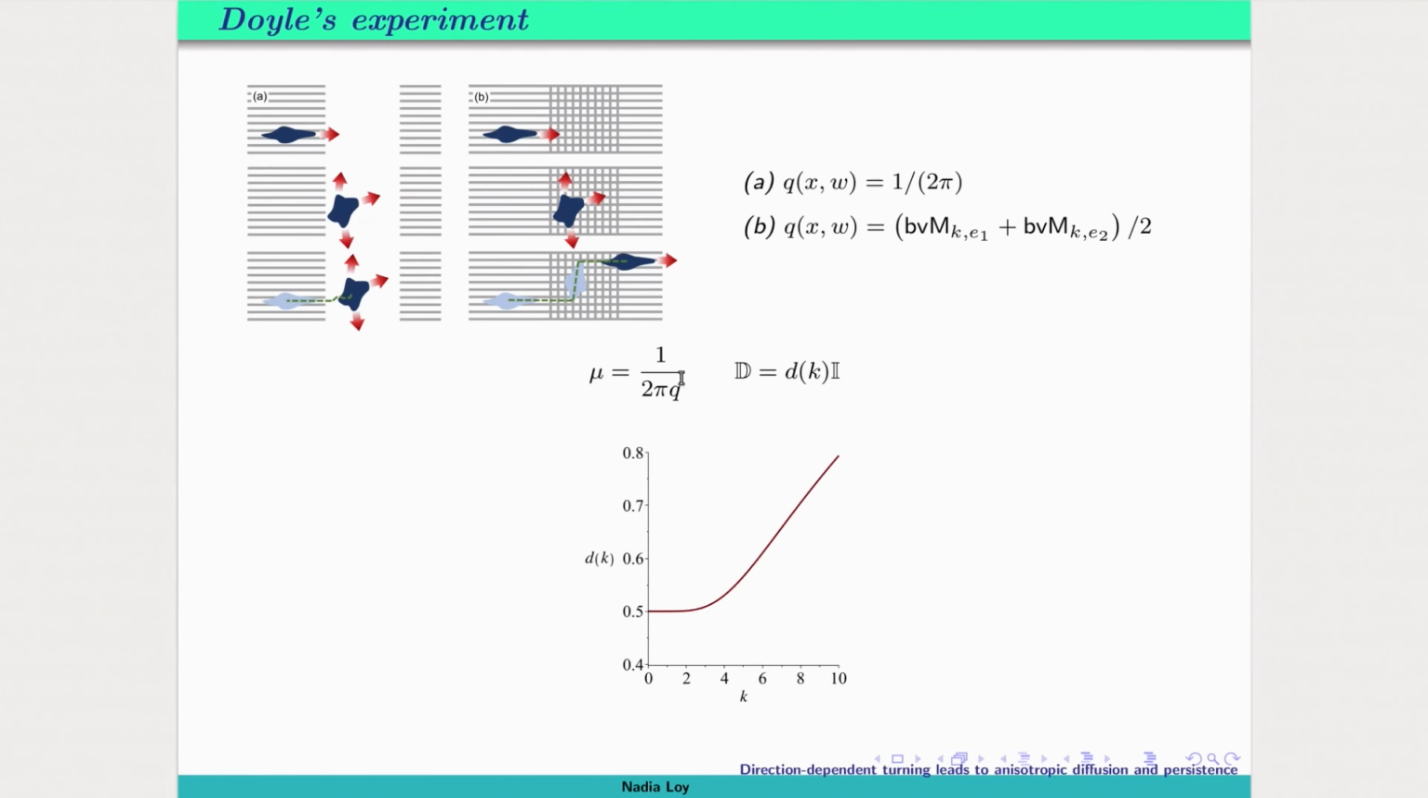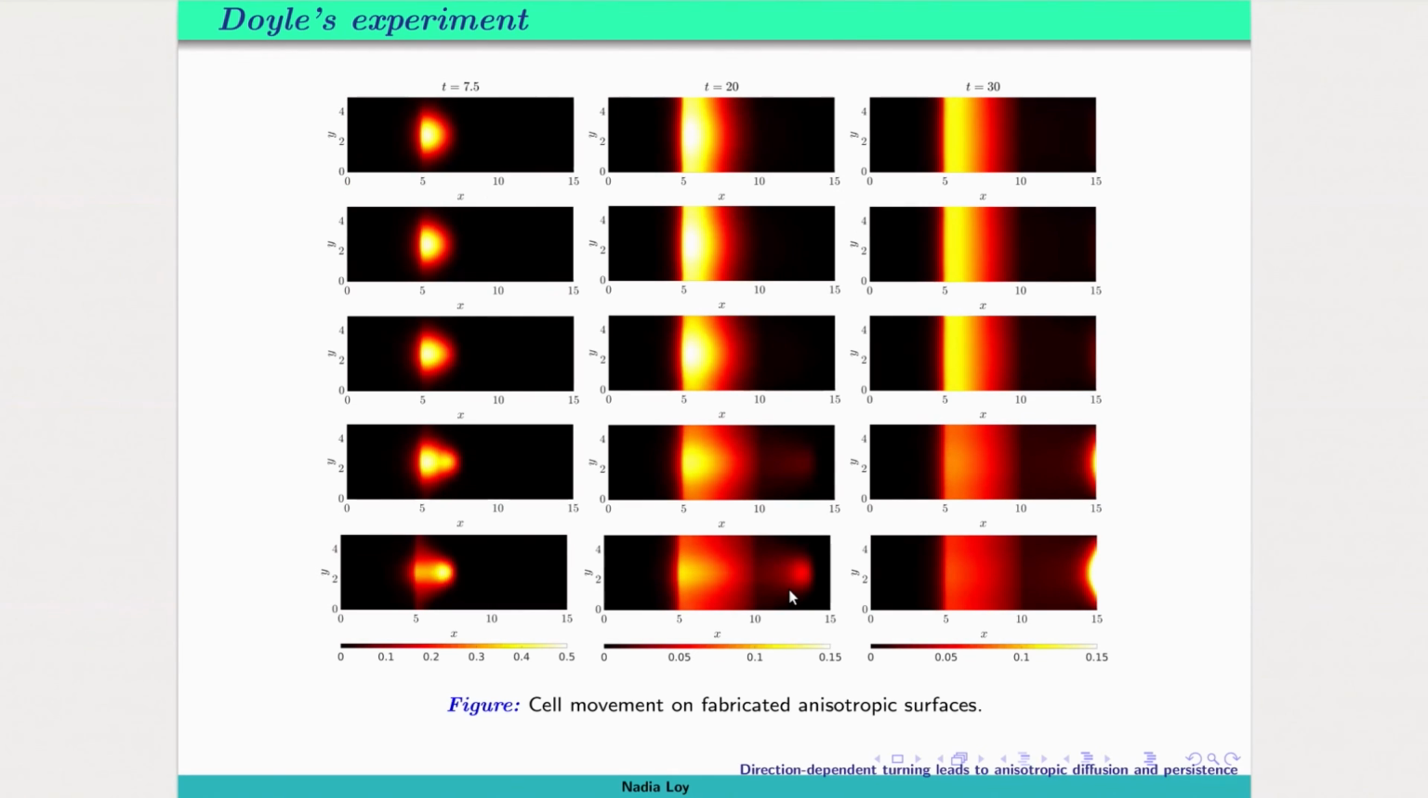If we choose this direction-dependent turning rate that's proportional to 1 over Q, that means that cells that are already aligned do not have a high turning rate. Then we find this isotropic diffusion, of course, but the diffusion coefficient depends on the alignment parameter. In particular, by increasing the alignment parameter, we have a stronger diffusion coefficient. And we can show it also with numerical tests, again, of the kinetic transfer equation.